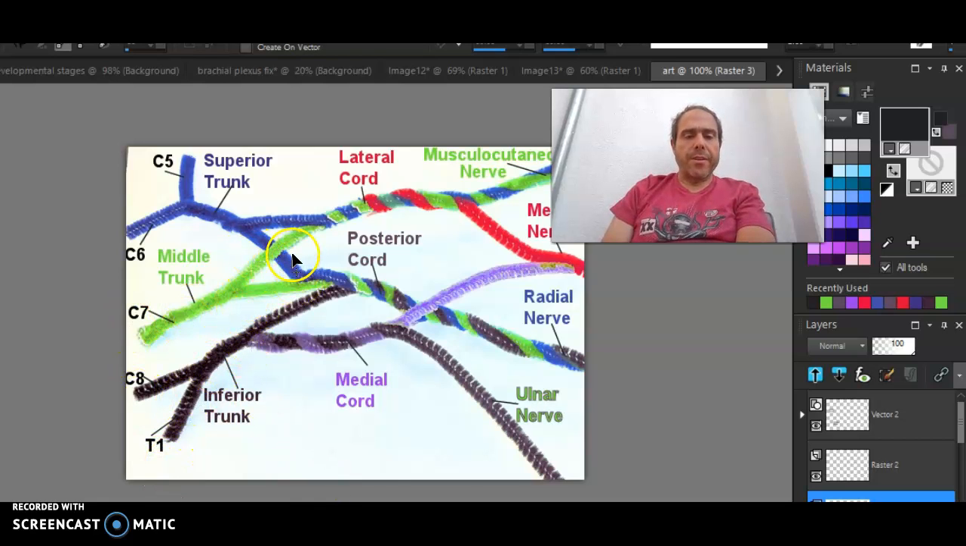We have the posterior divisions, which is what frustrated me doing these posterior divisions. Here's the posterior division, posterior cord, radial nerve. My axillary nerve got lost. Here is the lateral cord, musculocutaneous. Here is the medial cord, ulnar. And then we have the merging of the 2 for the median cord. So there's another idea for you. So again, I got frustrated with this one. Didn't turn out quite as I wanted it. I might have actually fixed it a little bit on Photoshop.